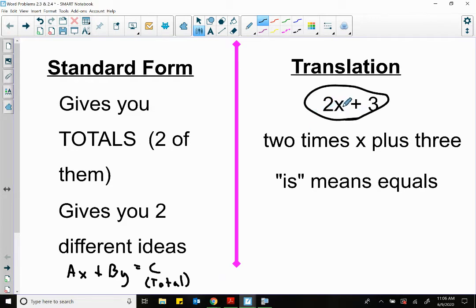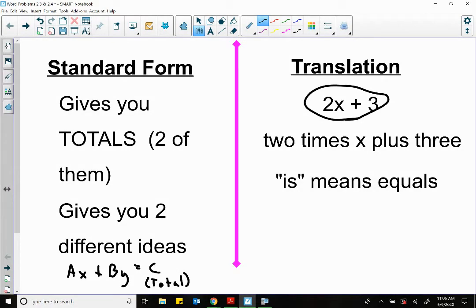2 times x, so whenever you have a number by a variable, that means multiplication, plus 3. Also know that whenever you see the word is, means equals. So if I said 2 times x plus 3 is 9, then this thing would be equal to 9 because is means equals. All right? So let's dive into these word problems.